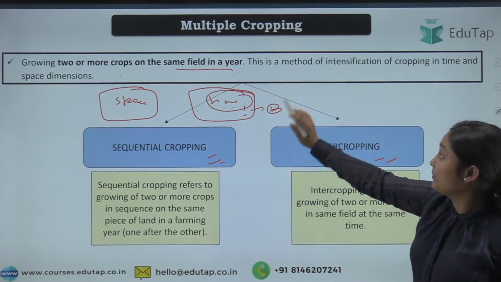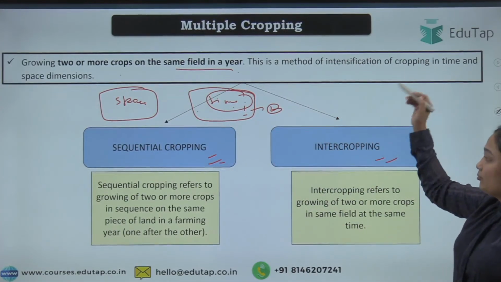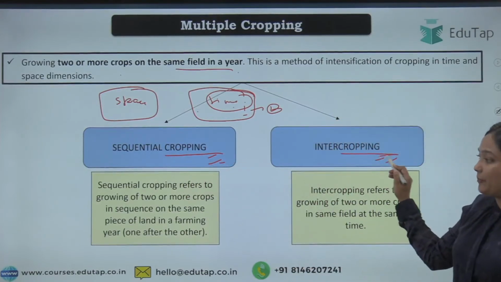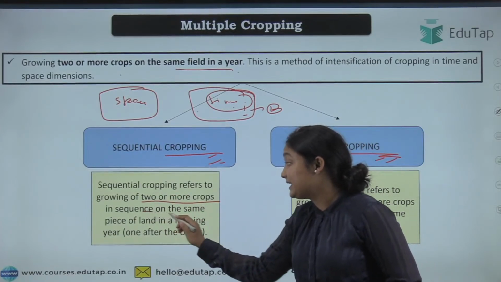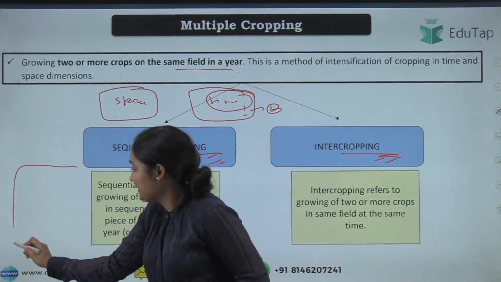So moving to multi-cropping. Multi-cropping is when you are growing two or more crops in the same year. What can be the different types of multi-cropping? That can be sequential cropping or intercropping. Sequential cropping is when you are growing two or more crops in sequence in a piece of land, one after the other.